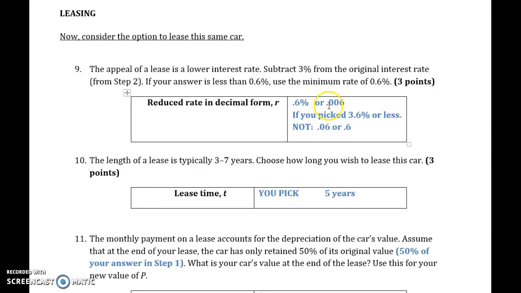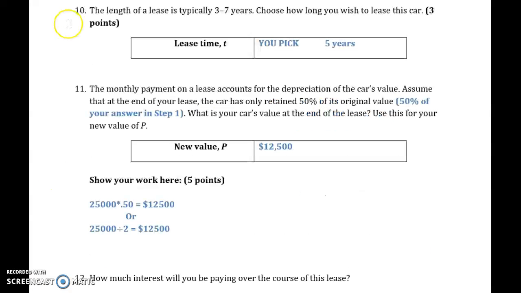As a decimal, that's 0.006. We slide the decimal 2 spots to the left. So don't confuse that. It's not 0.06 as a decimal, that's 6%. And it's not 0.6 as a decimal, that's 60%. So this is less than 1%. It's 0.6 of a percent. So as a decimal, it's 0.006. Number 10, you can't be wrong as long as you choose any number between 3 and 7 years.